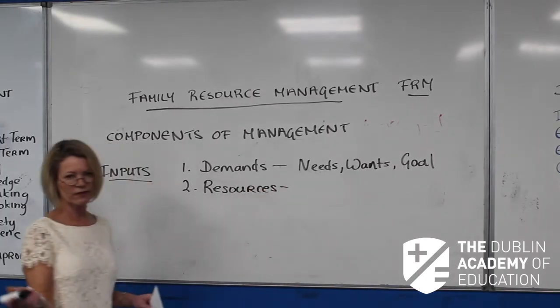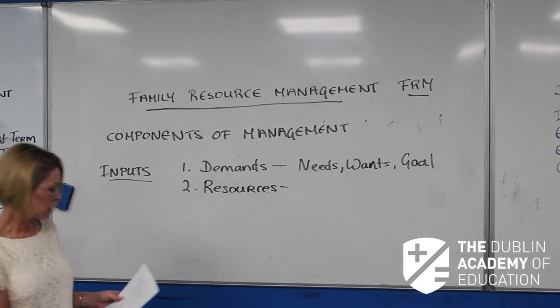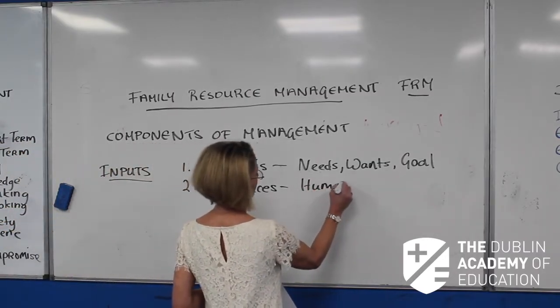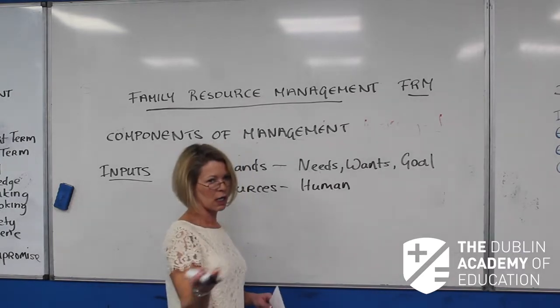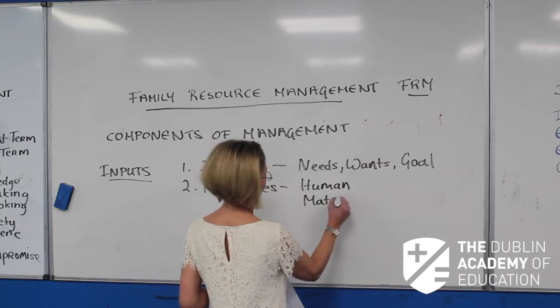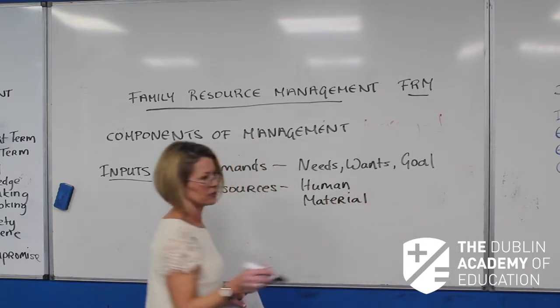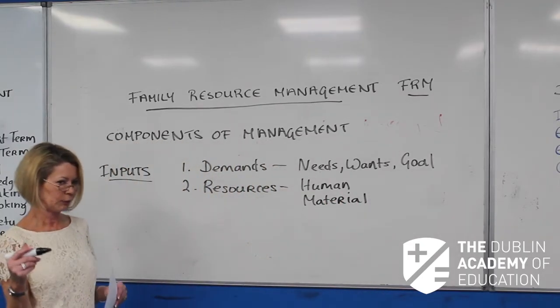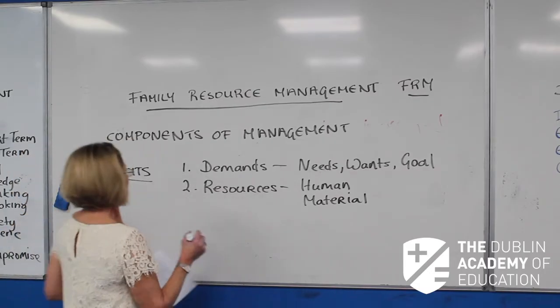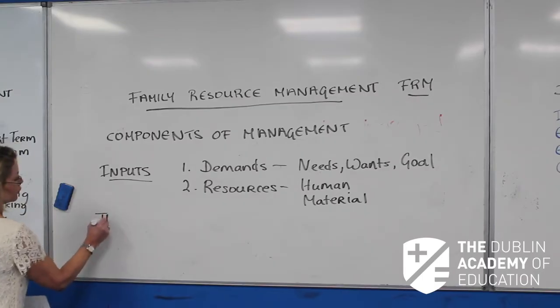And remember, resources are things you need to achieve a goal. So our resources are human, our skill, our time, our knowledge, and material. And so material could be money, it could be equipment, it could be ingredients. Okay, so the second stage is throughputs.